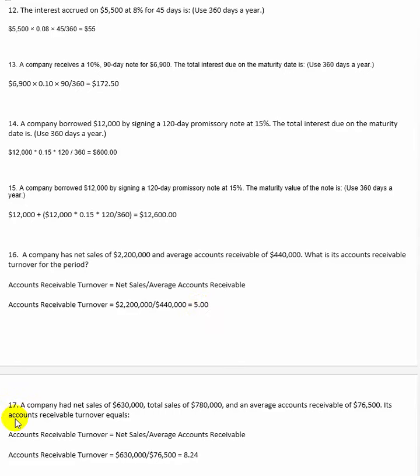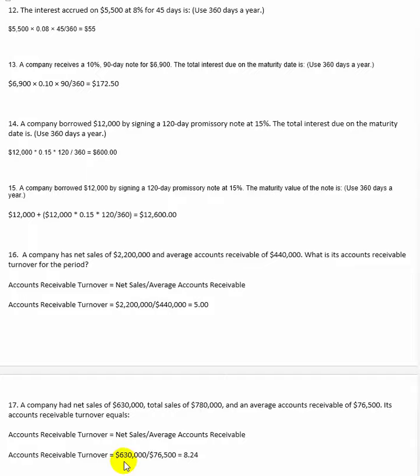And number 17. A company had net sales of $630,000, total sales of $780,000, and average accounts receivable of $76,500. Its accounts receivable turnover would be net sales of $630,000, not total sales, but net sales, divided by 76.5, which is a turnover of 8.24. Again, higher is better.